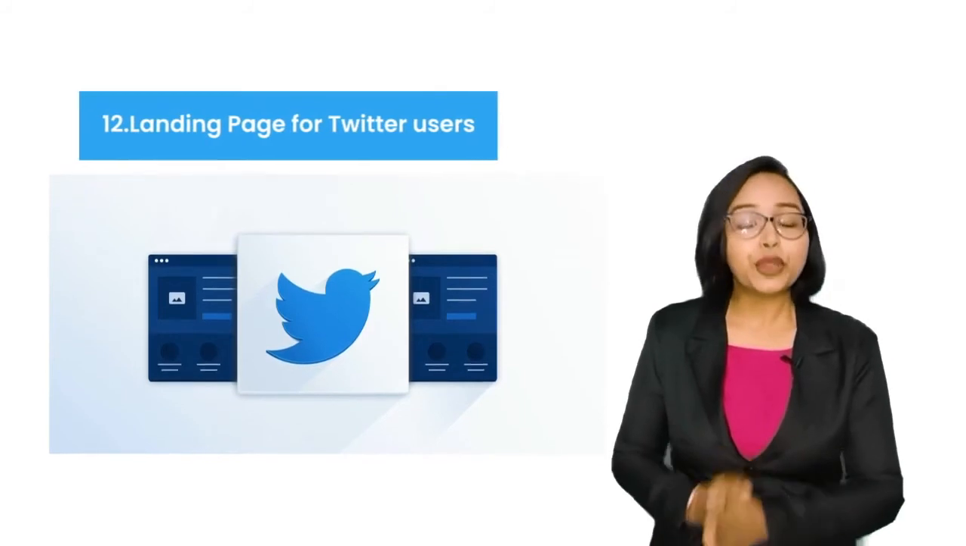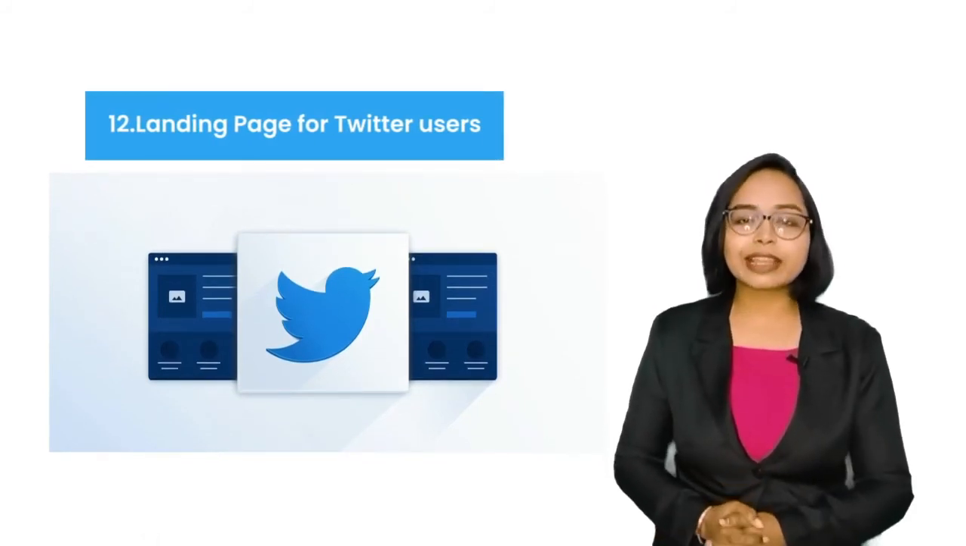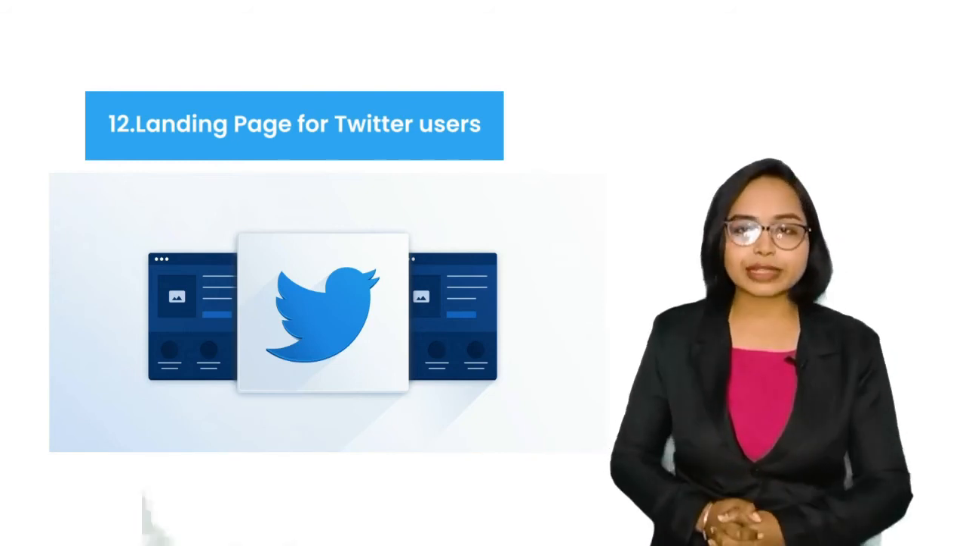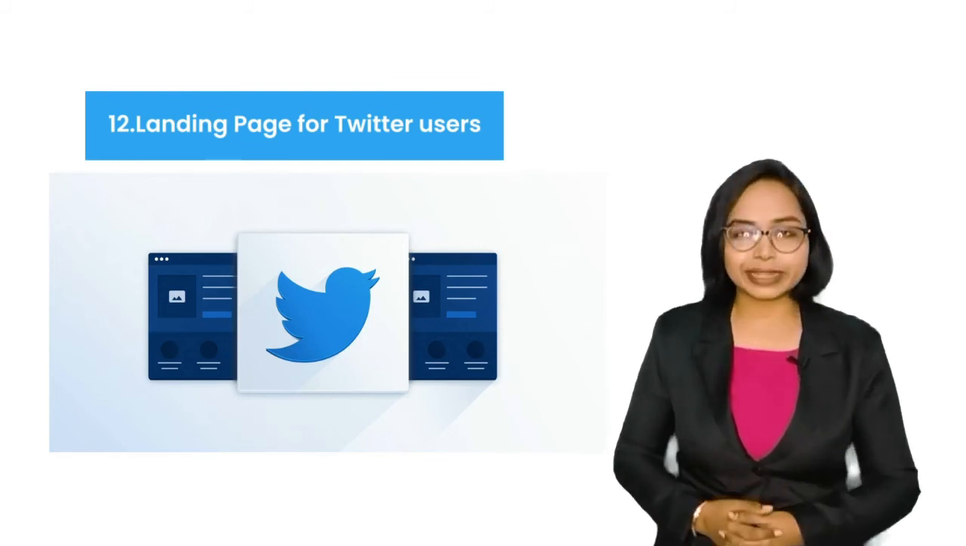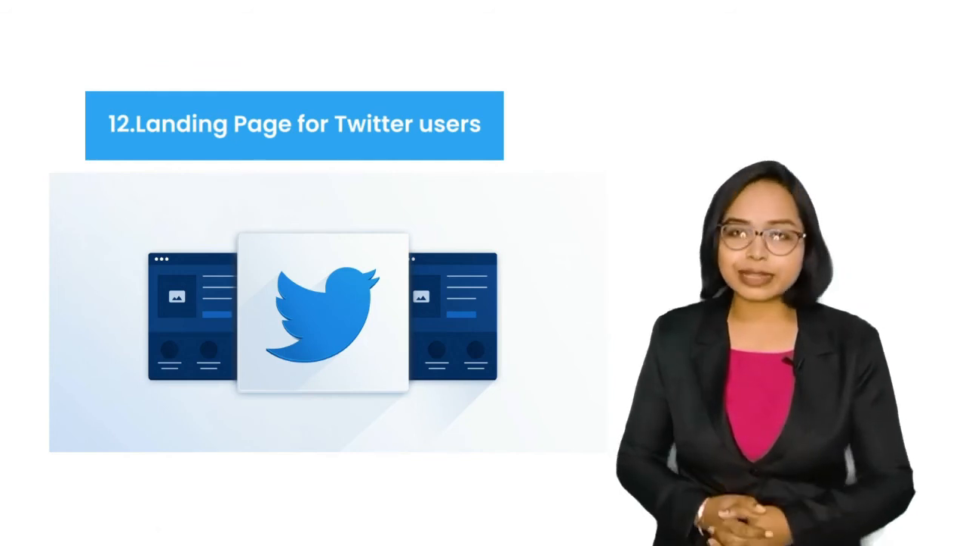Last but not the least, number 12. Landing page for Twitter users. You may link your Twitter leads to your homepage, but it's better to direct them towards a different landing page which is only for your Twitter followers, where you can ask them to subscribe to you for latest updates. Collecting email addresses of your leads is an essential step in your marketing funnel.